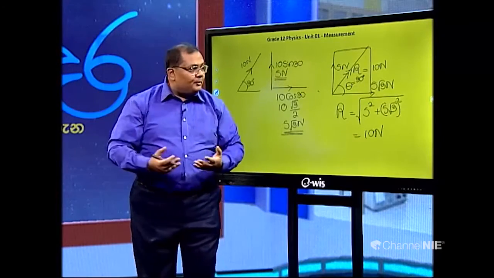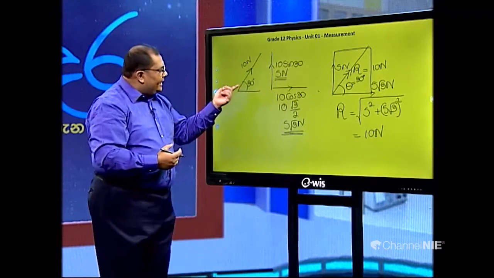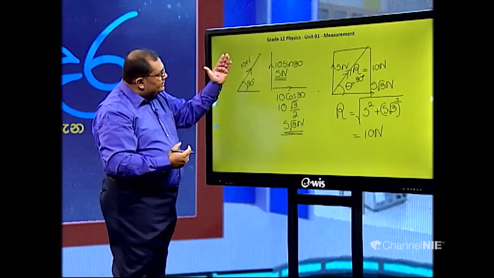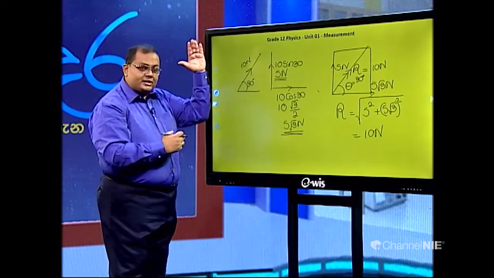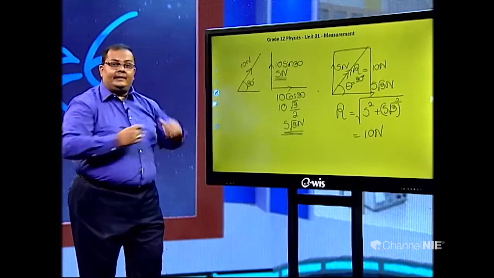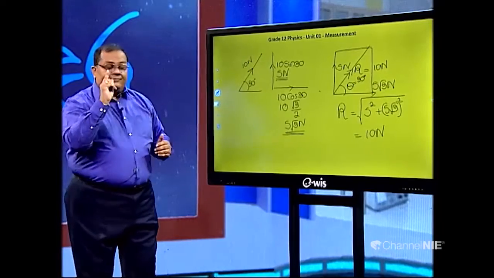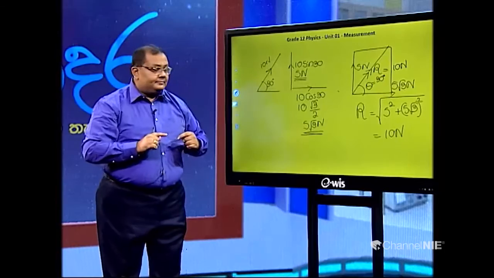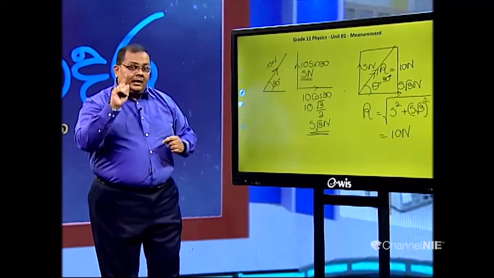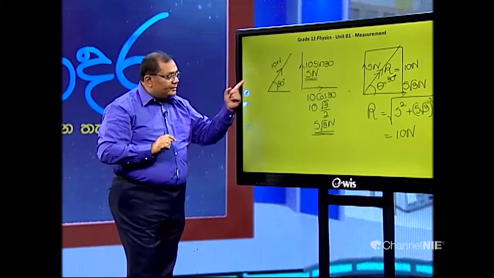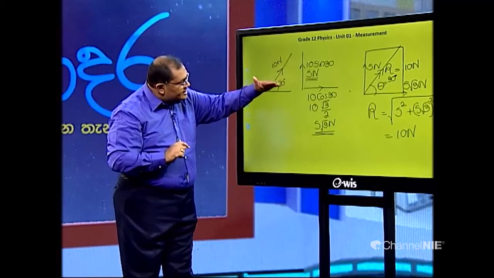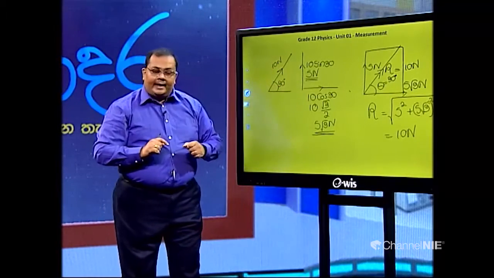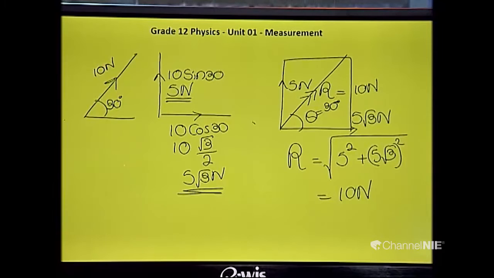How to find components? With the angle, 10 cos 30, in the direction of the angle cos, another one sine. And it's very, very important thing, arrowhead direction. I'm going to do many examples. Now you can understand this one. 10 cos 30 and 10 sin 30 we found. Now I'm going to do another example with many directions.